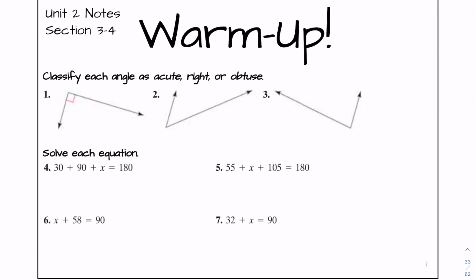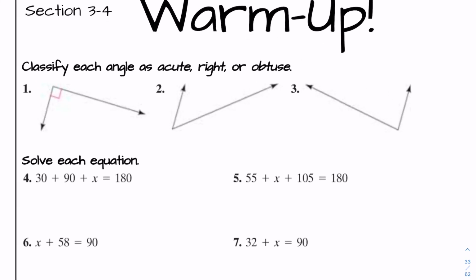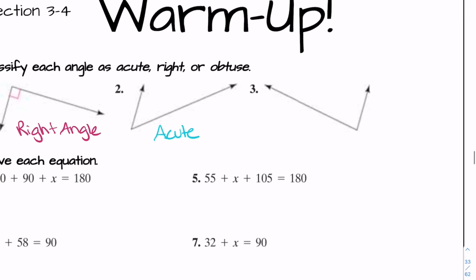So classify each angle as acute, right, or obtuse. The first one is going to be a right angle, right? We have our right angle marking there. So right angle. The second one, judging by appearance, it appears to be acute. And the third angle appears to be acute as well, judging by appearance.